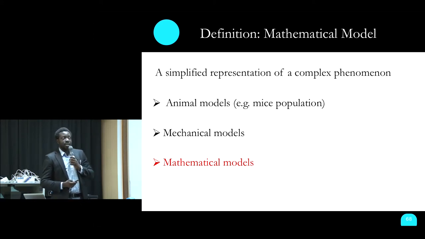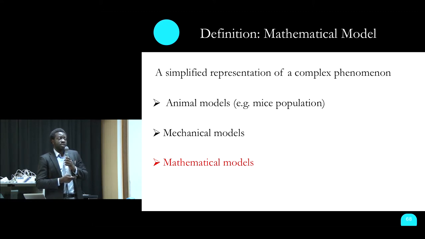Let's first see the definition of a mathematical model, and then we will come back to that later. A model is just a simplified representation of a complex phenomenon. We try to take something that is complex and illustrate it in a very simple and organized way. So this is a model.